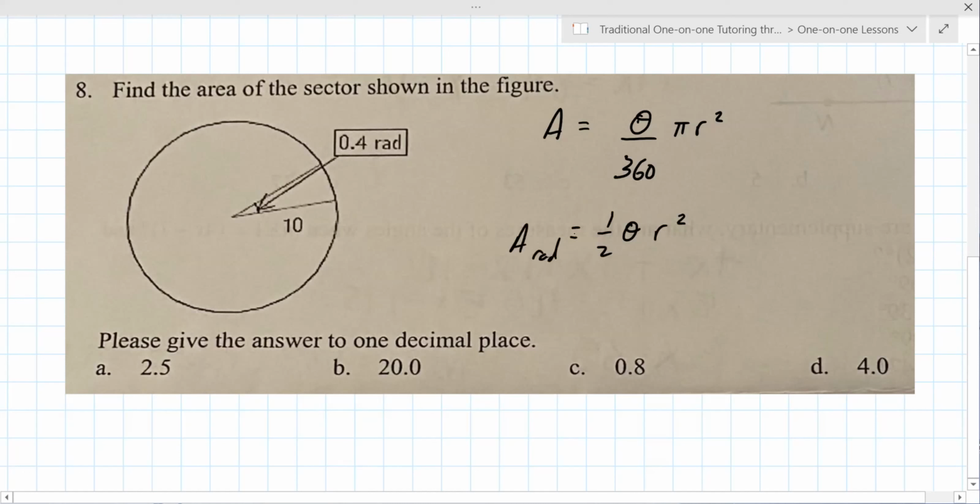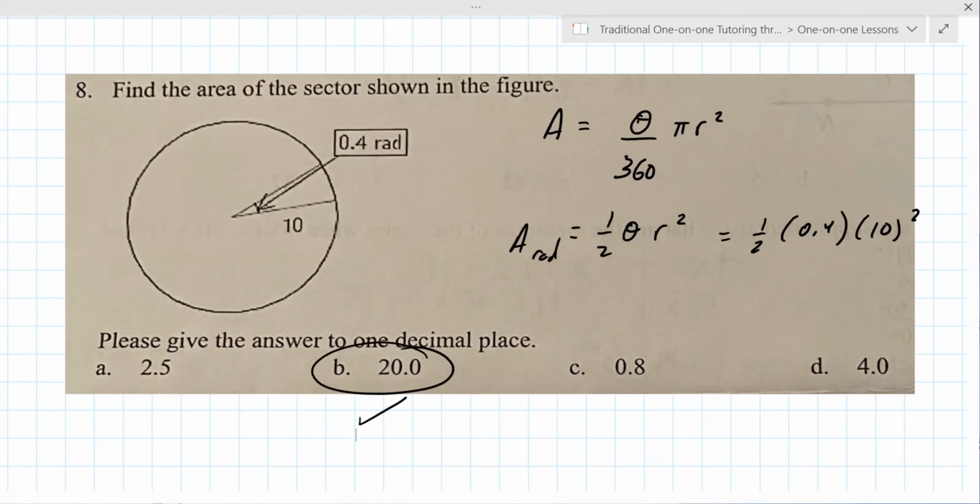Okay. So that gives you 1/2, 0.4, 10 squared. 100 times 0.4 is 40. Half of 40 is 20. Looks like that's it. So really, you got to know your formulas. You got to be able to come up with them.